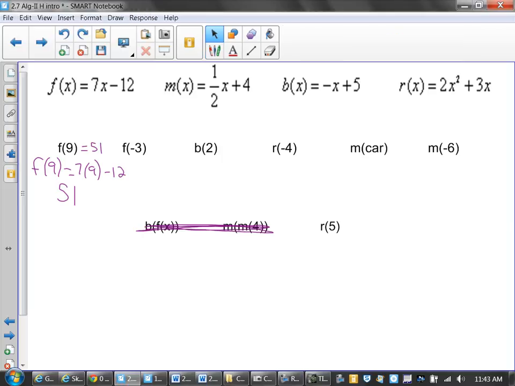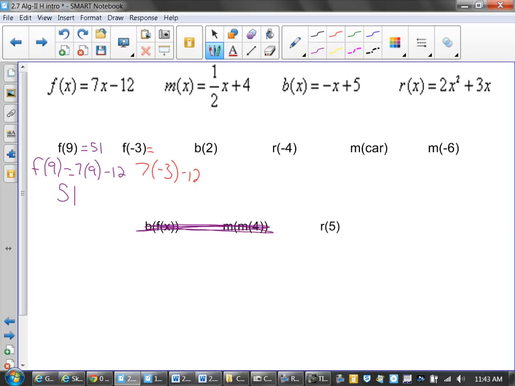All right. f of negative 3. Which equation do you use? f. So f of negative 3 winds up being 7 times negative 3 minus 12, otherwise known as? Negative 33. Very good. b of 2. b of 2, which equation? b. So that means we use opposite of 2 plus 5. You get? 3. Excellent.